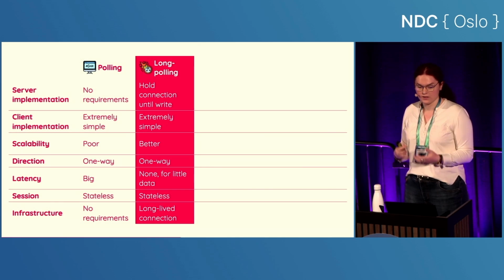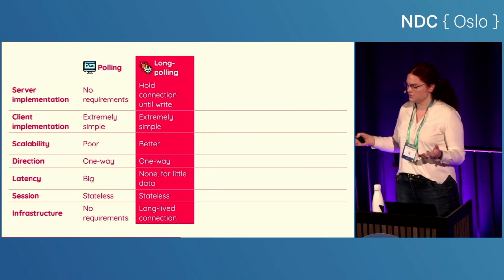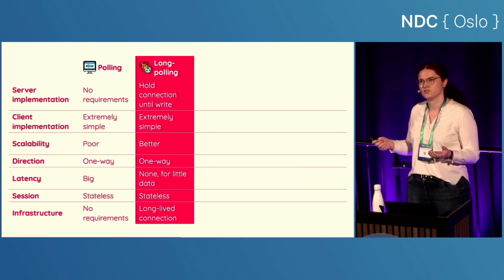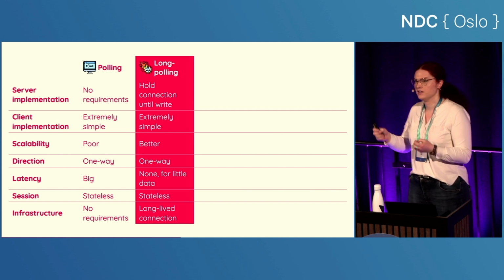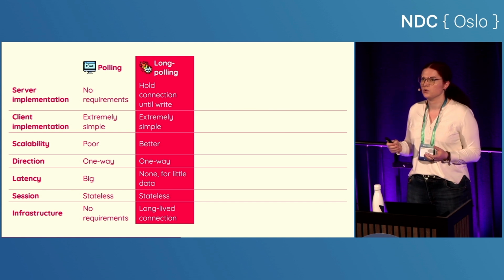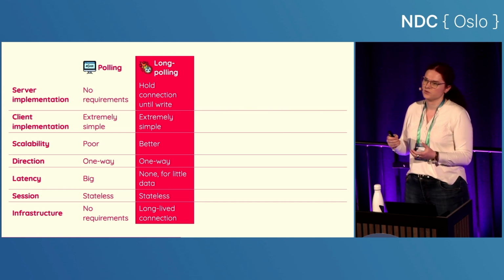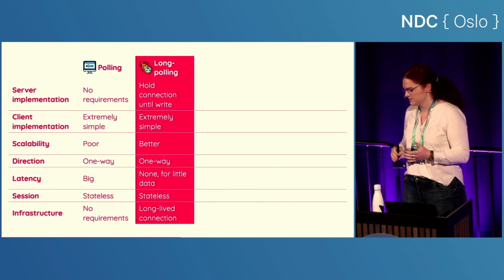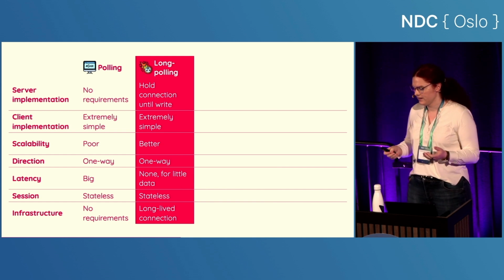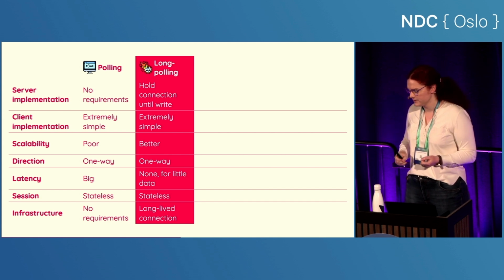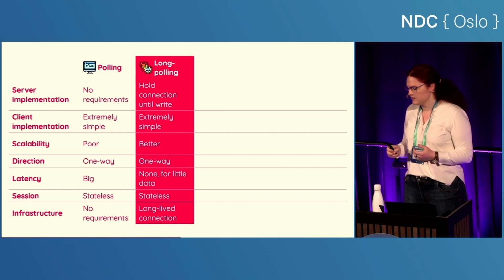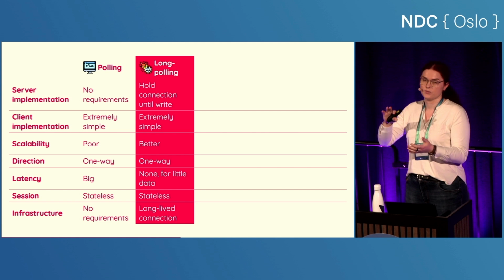So to summarize long polling, the basic difference here is that you keep the connection open from the server, and then the client doesn't have to change anything. The scalability is a lot better because you don't have to do all those extra requests. You still poll, but you poll a lot less. The direction for data here is still one way. You can only send data from the server to the client. And the latency is basically gone, but for a bit less data.